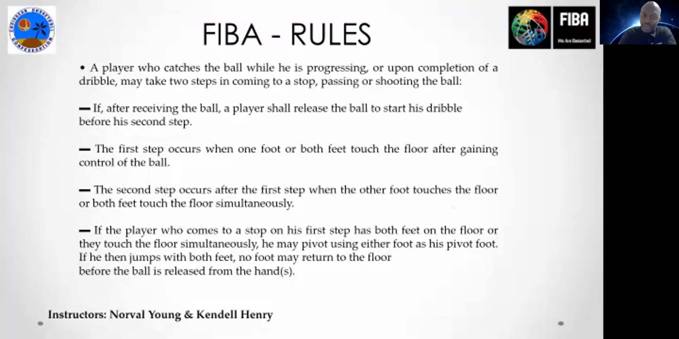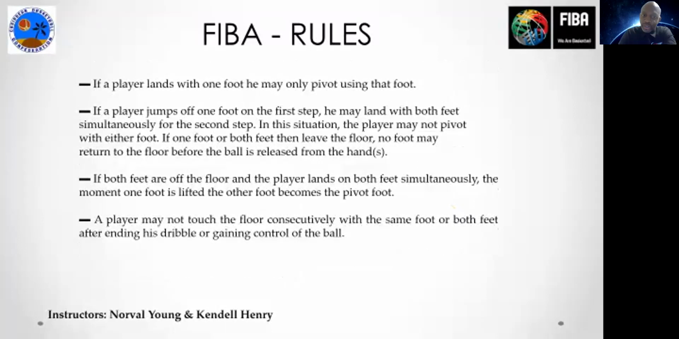If the player comes to a stop on his first step, has both feet on the floor, or they touch the floor simultaneously, he may pivot using either foot as his pivot foot. If he then jumps with both feet, no foot may return to the floor before the ball is released from the hands. That's basically the rules. We're going to see some examples of each of these in the next slides to come.